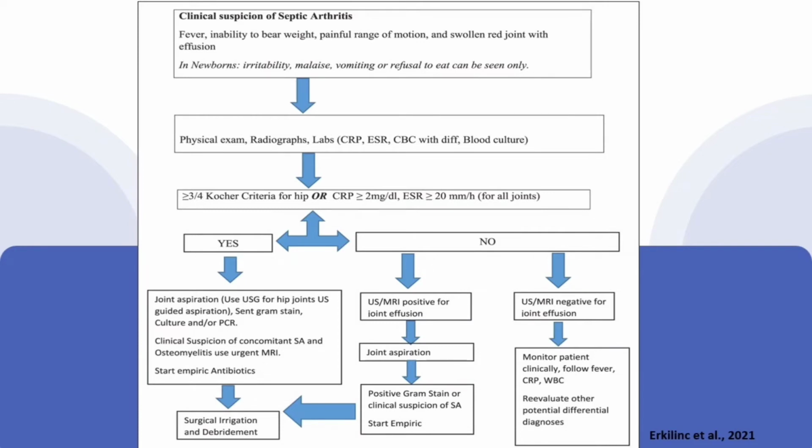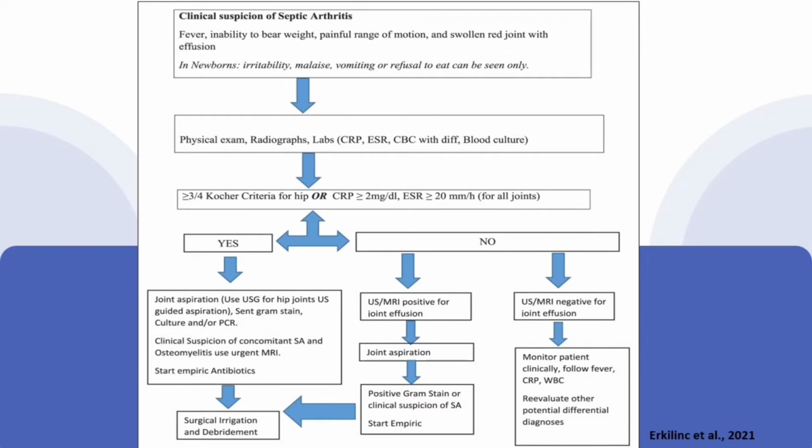If the criteria are met, then proceed with joint aspiration. Use ultrasound guided aspiration for hip joints, send gram stain, culture and or PCR. Clinical suspicion of concomitant septic arthritis and osteomyelitis is to use urgent MRI, and also start empiric antibiotics. Next is to proceed to surgical irrigation and debridement.